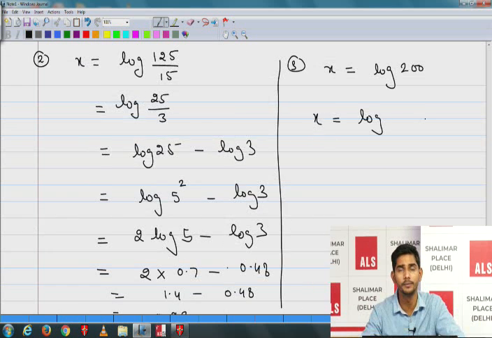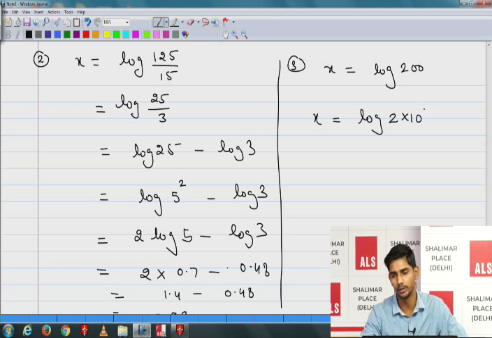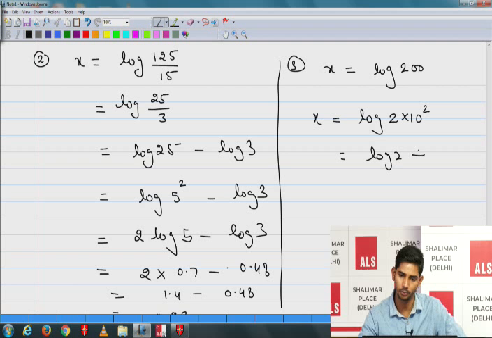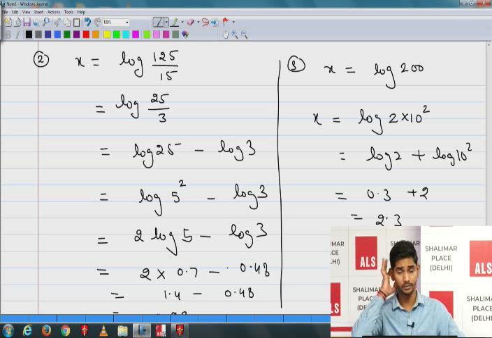This is 200. I know that we don't know how to check out the 200, so I can simply write it as 2 into 10 to the power 2. On splitting it, this is log 2 plus log 10 to the power 2. So log 2 is 0.3 and this is nothing but 2. The answer would be 2.3. Got it?